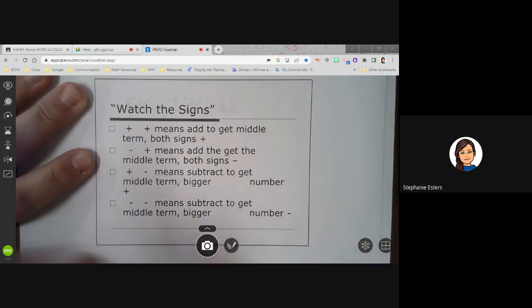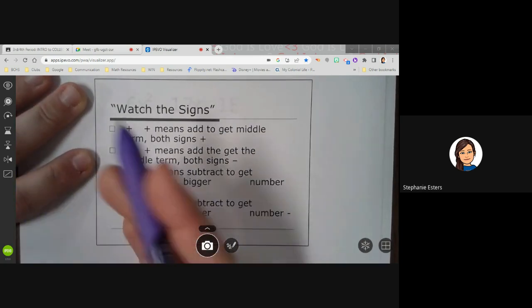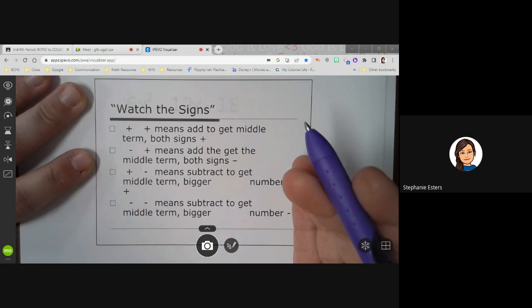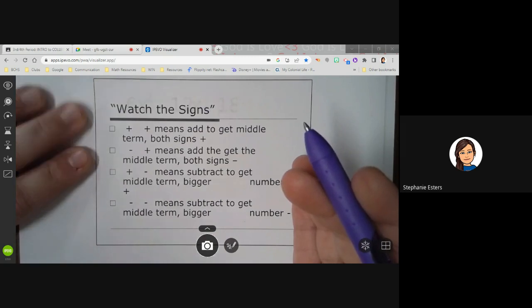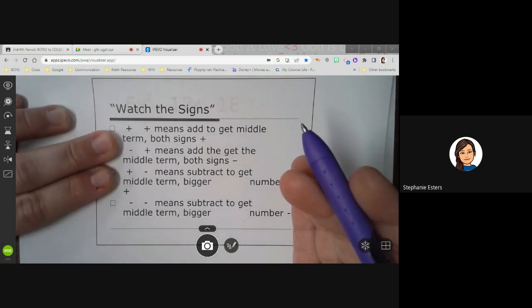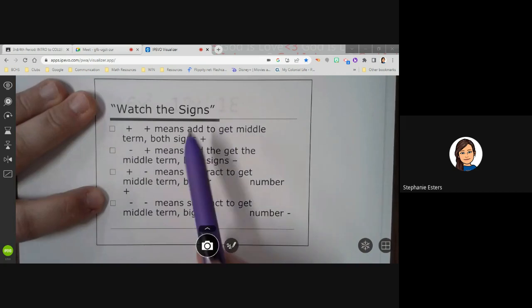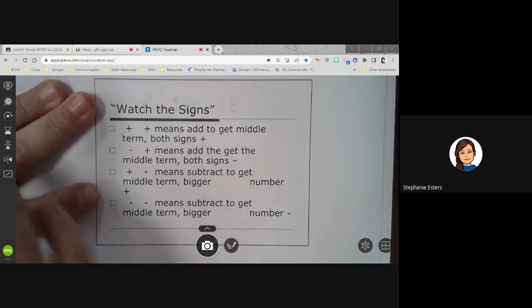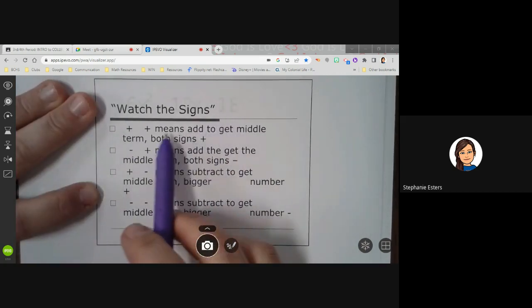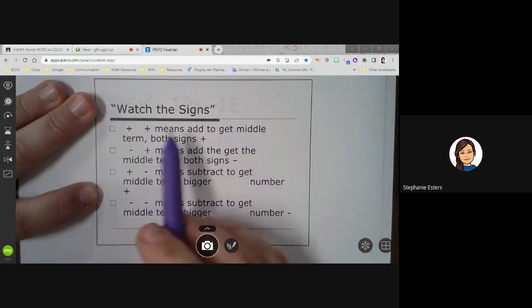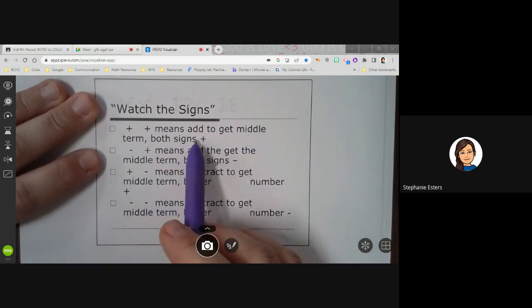So if I'm looking at my trinomial, the second sign tells me whether I'm going to be adding or subtracting my middle terms. And then the first sign is just what the sign of that answer is going to be. And so, again, I can show you this a little better than I can explain it. But if I've got a plus plus, I'm going to add to get my middle terms, and both signs will be positive.